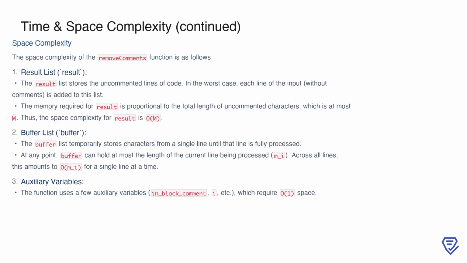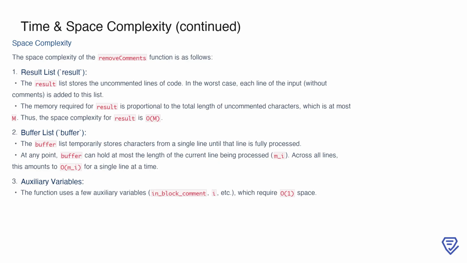The primary contributor is the result list, which stores the uncommented lines of code. In the worst case, every character from the input, excluding comments, is added to this list. Therefore, the space required for result is proportional to the total length of uncommented characters, or m.